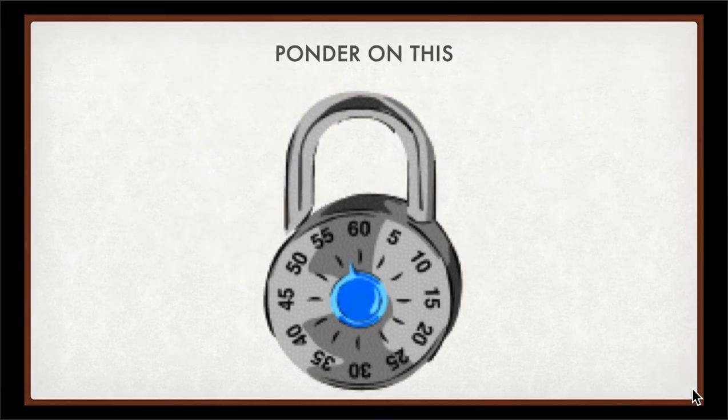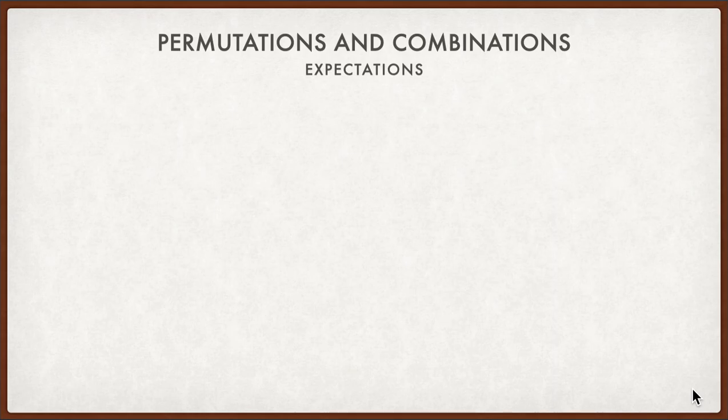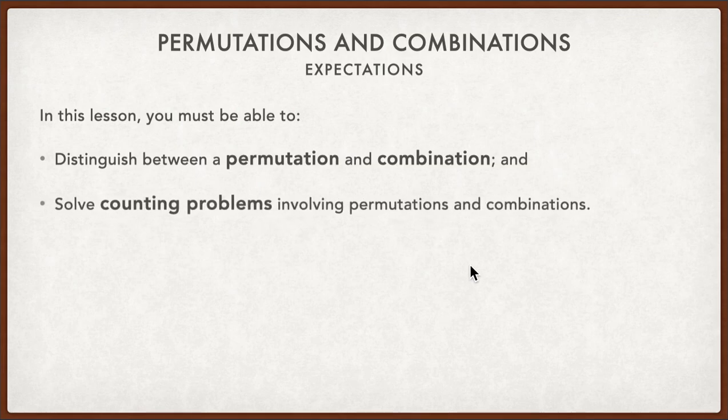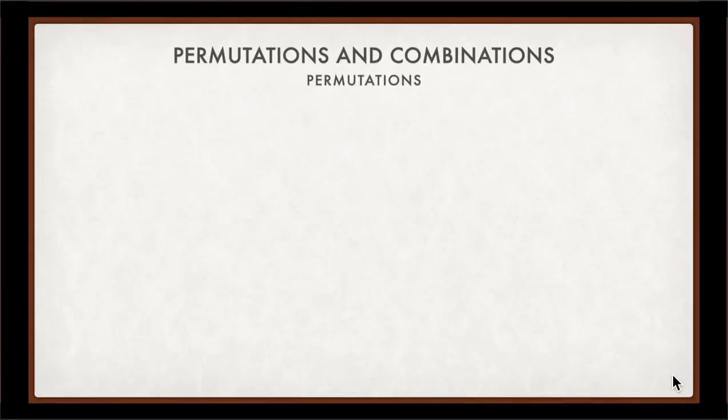We will start this lesson with permutations and combinations, but we are going to start with permutations in particular. So what are the objectives of this batch of lessons? You must be able to, number one, distinguish a permutation from a combination, and we will solve counting problems involving them. Now let's get into it.